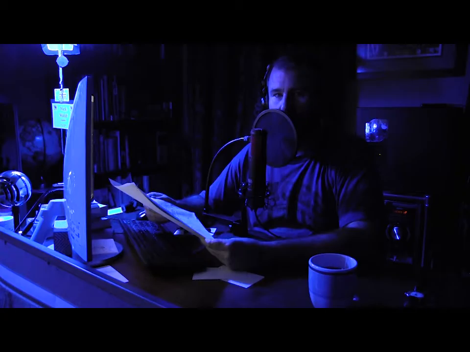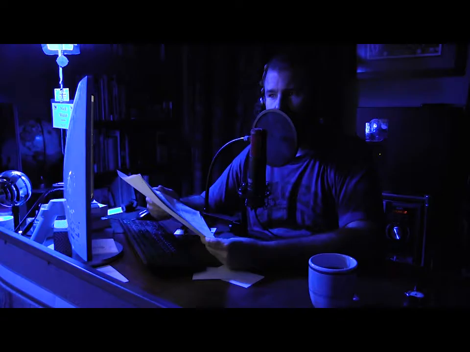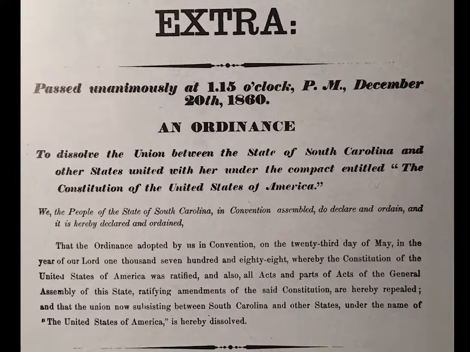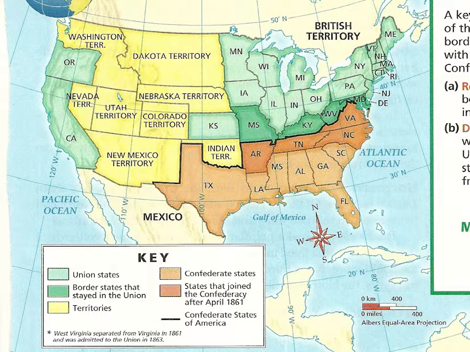Hello, you lucky people. After watching an intro into the Civil War and then backtracking onto our textbook about 1857 up to 1860, we talked about the election of Abraham Lincoln and how that set off a chain of secession in the South led by South Carolina in December of 1860. There are going to be 11 states by April of 1861 that had joined the Confederacy.